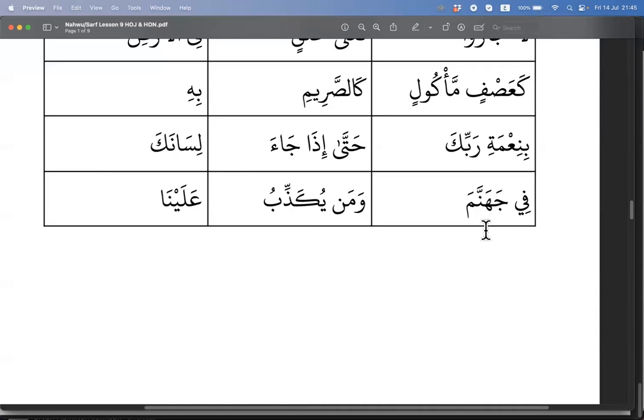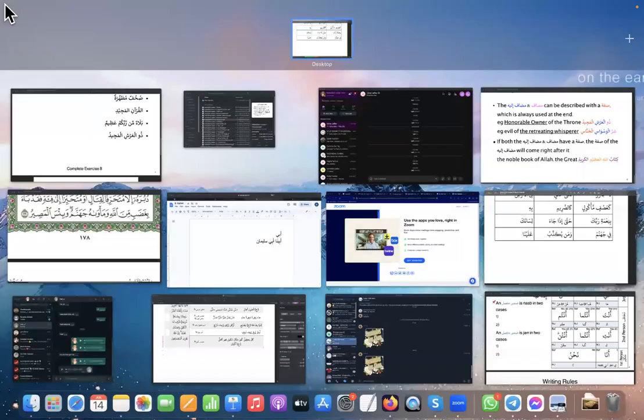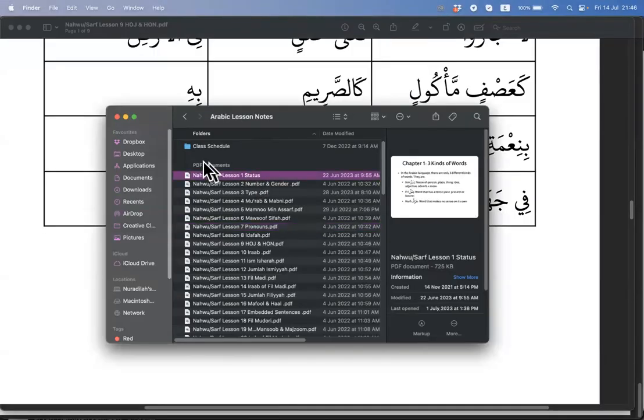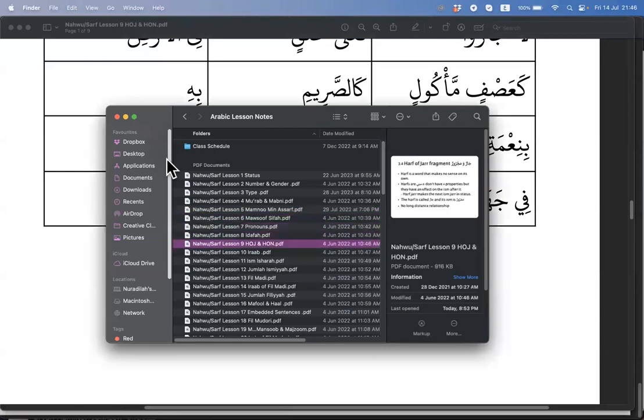Next one, fi jahannama. Is fi half of jar? Yes. Is jahannama majrur? You don't see a majrur sign. Is there a possibility that an ism cannot show its majrur status? When is that? Remember the topics we've done: status, number and gender, type, murab mabni, mamnu min sarf, mawsuf sifah, pronouns, idhafah, half of jar.